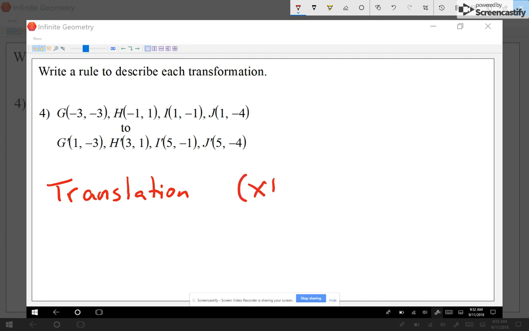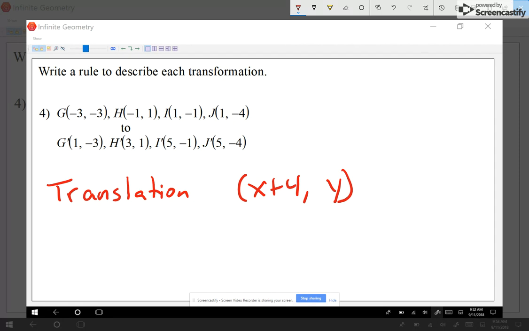So I'm just going to write x plus 4. If I'm looking at my x values, we're adding 4. Now, when I look at the y values, it seems like I'm not doing anything to the y's. So I'm just going to leave my y alone. And that's basically what I'm going to type in.